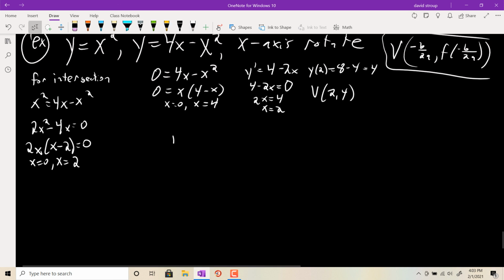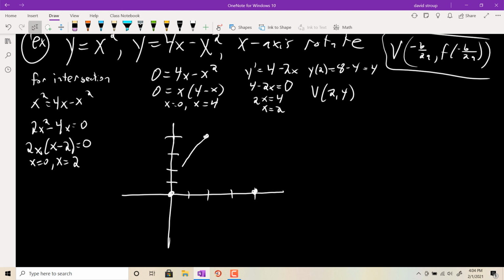Okay, so let's get a graph. And here's a picture. So 1, 2, 3, 4. 1, 2, 3, 4. The vertex is at (2, 4). X-intercepts at 0 and 4. So the upside down parabola, y equals 4x minus x squared, looks like this, more or less. And then y equals x squared is going to hit 0, and then at (2, 4) it hits right there. So it's going to look like this.